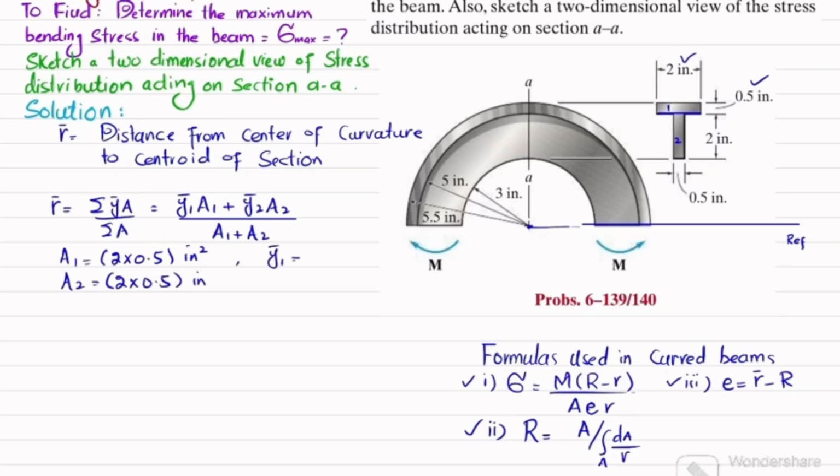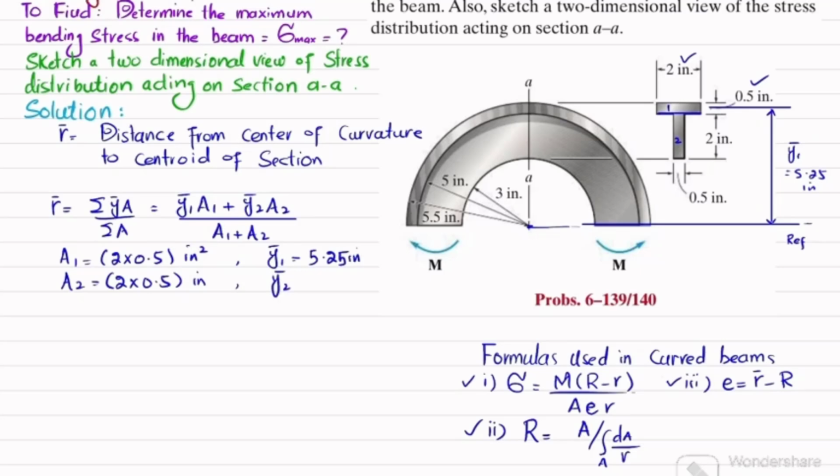So y1 dash is the distance from this reference line, or from the center of curvature, till the mid of this first section. So we have to find this distance, which is y1 dash. You can see this distance is 3 inch plus 2 inch, 5 inch, plus 0.25. So this will be equal to 5.25 inch. So I will write it, y1 dash is equal to 5.25 inch.